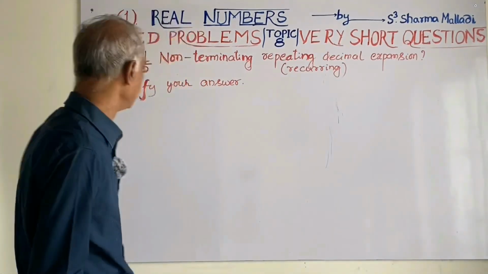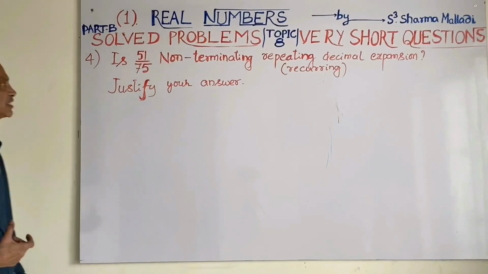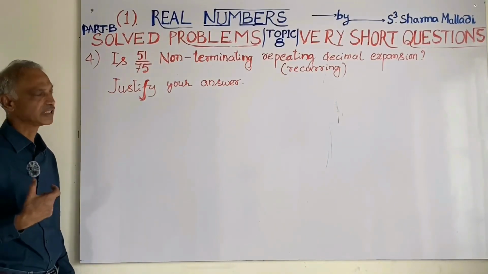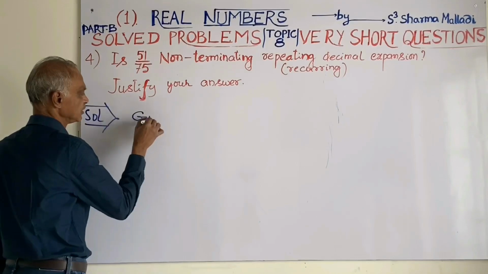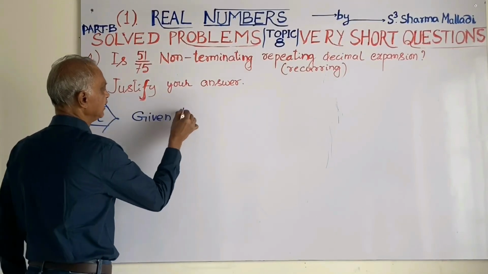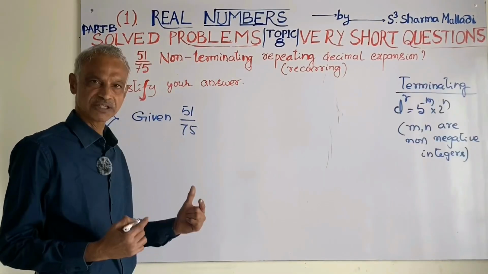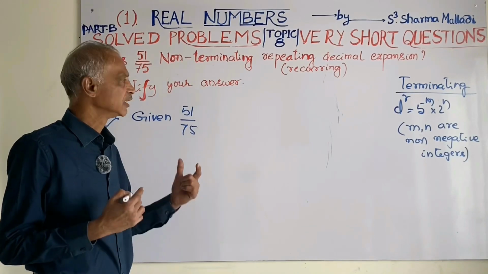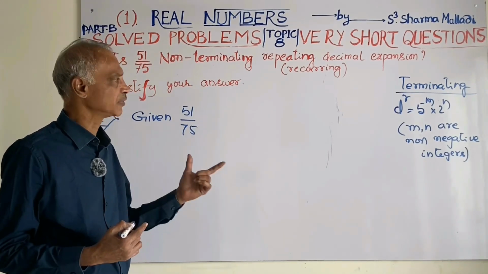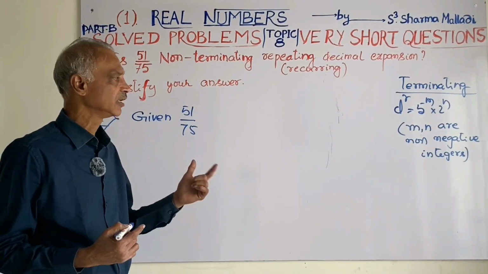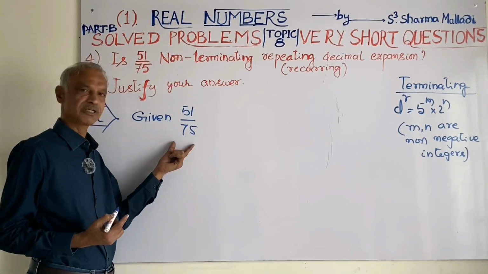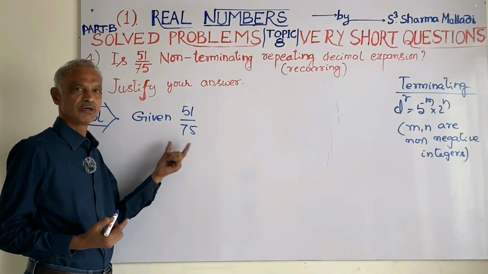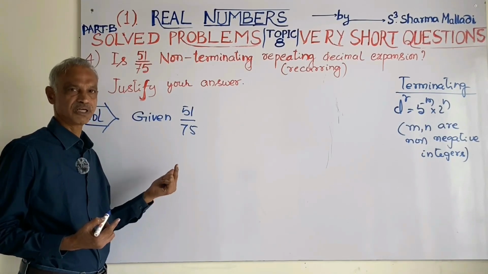What is our fourth problem? Is 51 by 75 a non-terminating repeating decimal expansion? Justify your answer. What is given here? 51 by 75. For a terminating decimal expansion, the denominator should be in the form of 5 to the power of m into 2 to the power of n, where m and n are non-negative integers. We will check whether the denominator can be written in the form of 5 to the power of m into 2 to the power of n.